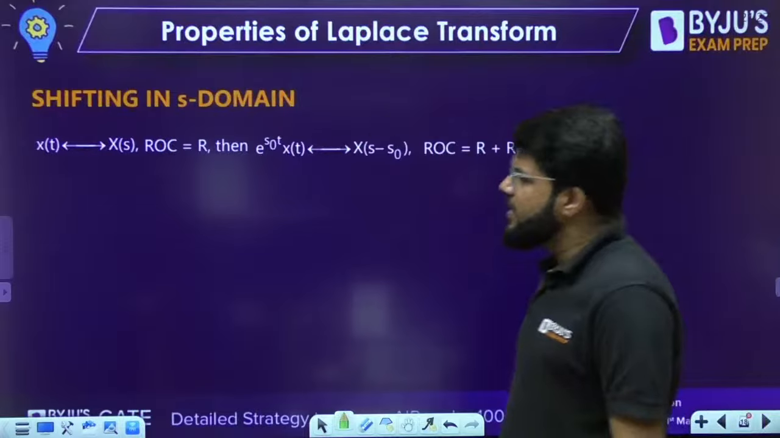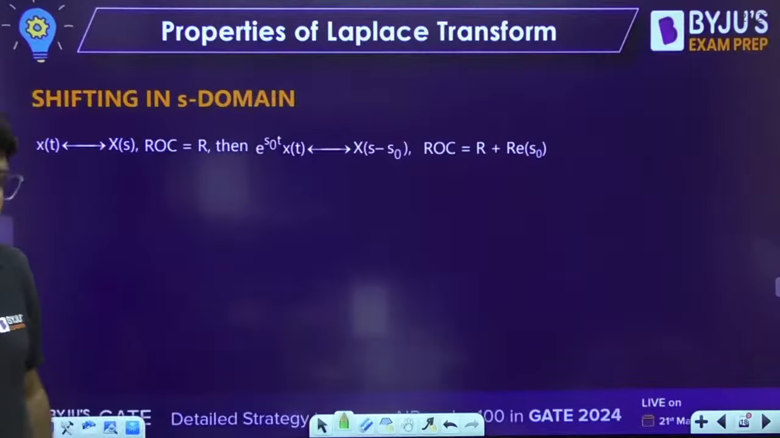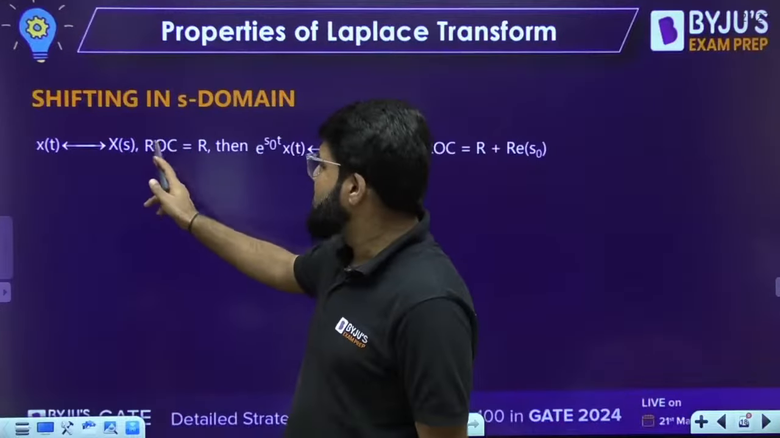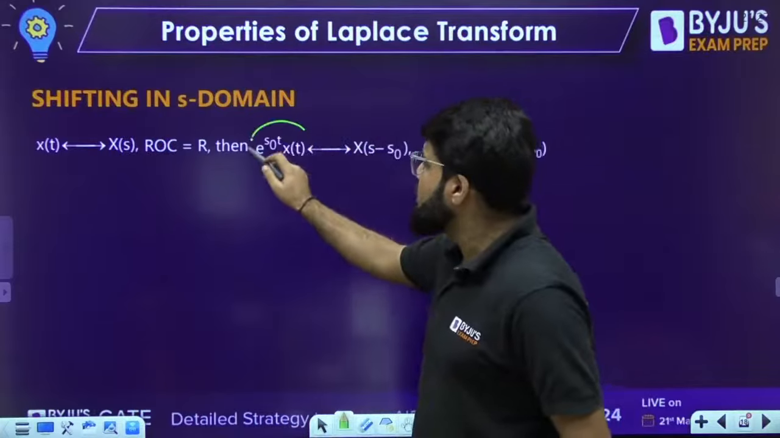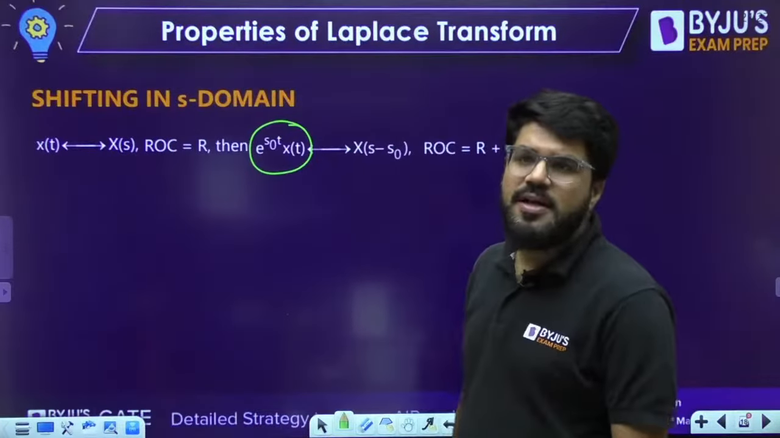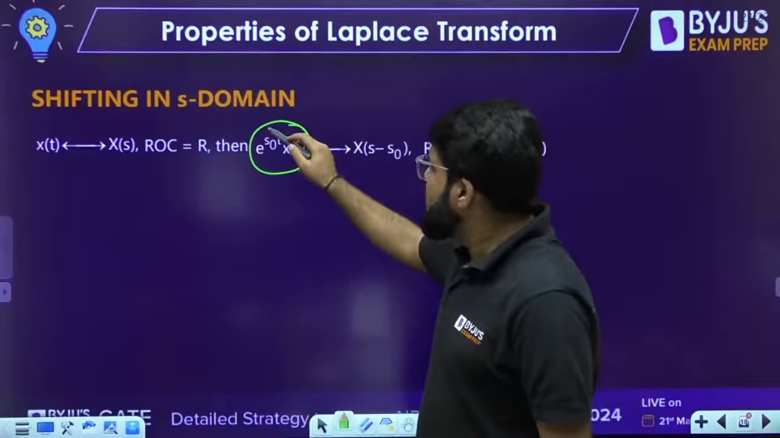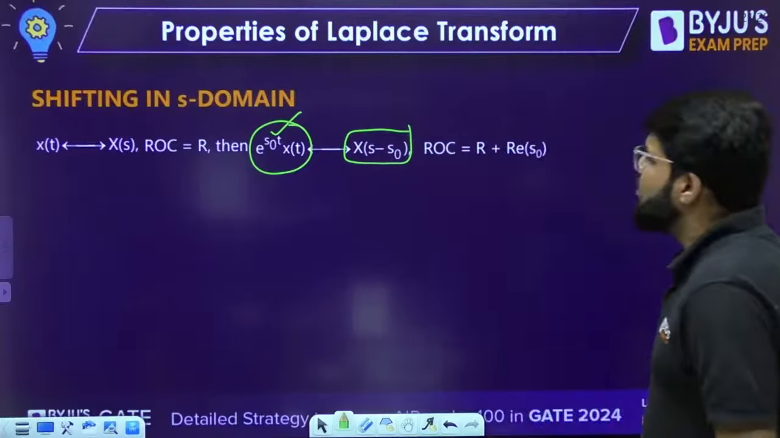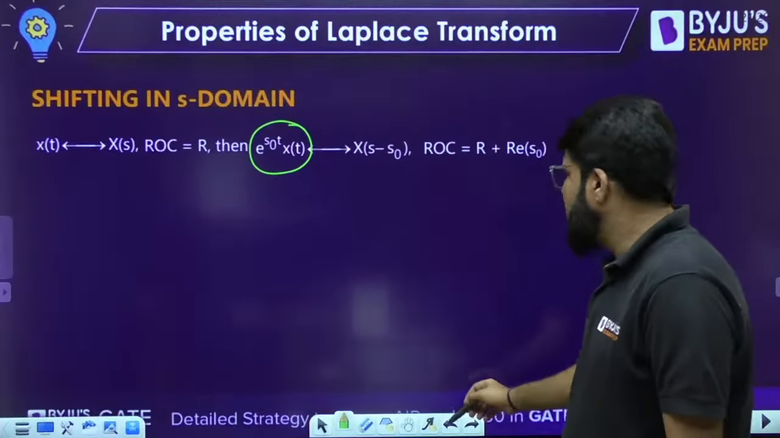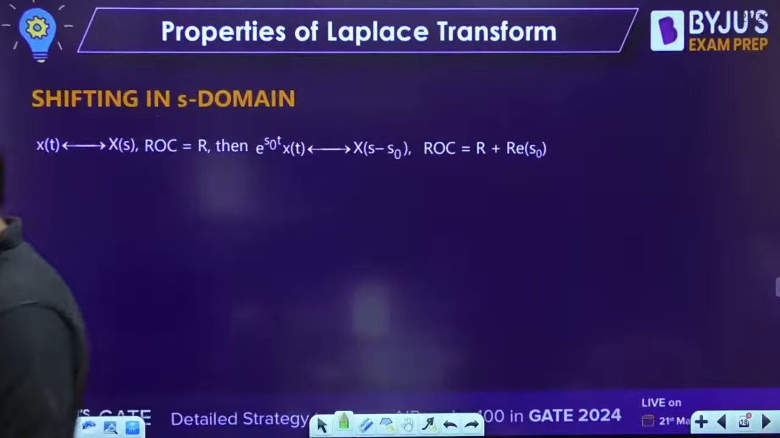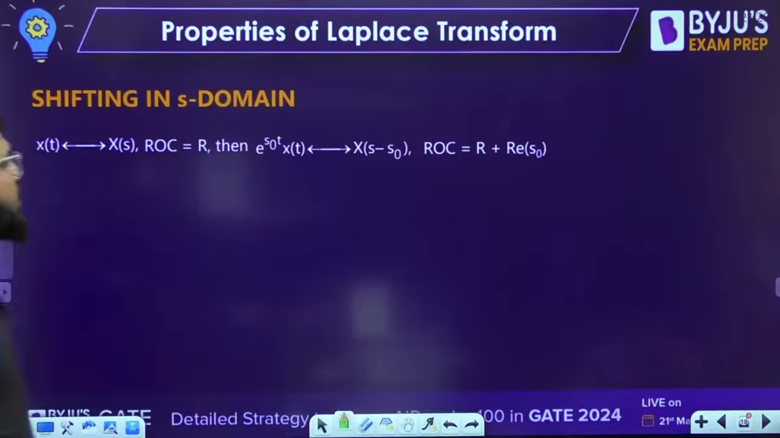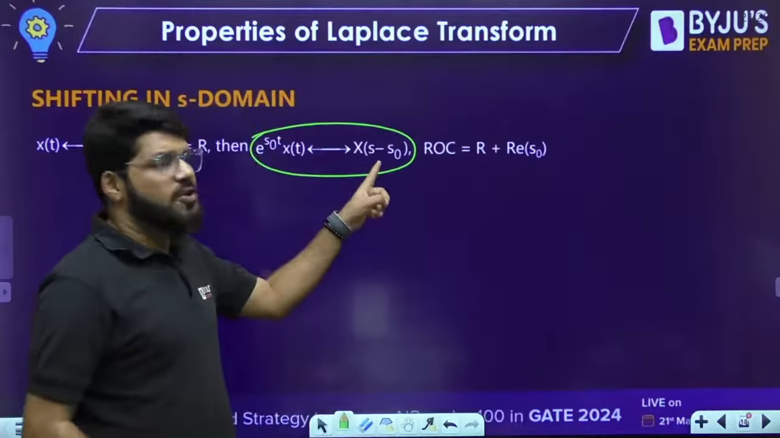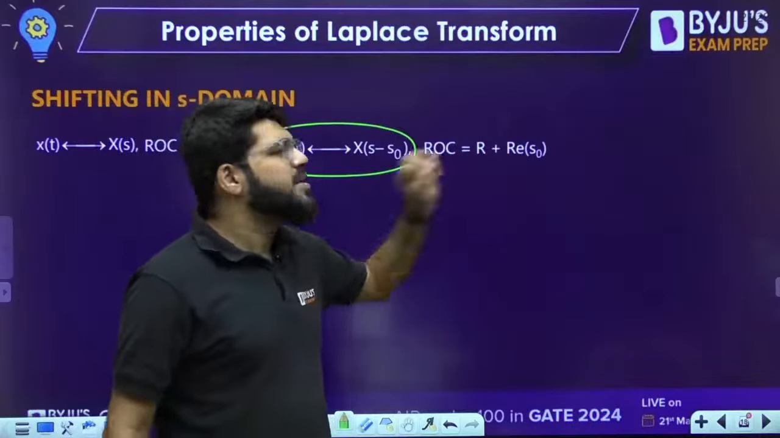Next property, shifting in the S domain. Previously it was time shifting and now S shifting. If x(t) has the Laplace transform X(s) with ROC equal to R, then e power s naught t into x(t) has an exponential term in the time domain, so there will be a shifting in the S domain. It has the Laplace transform X of s minus s naught. Now remember here, it is the opposite sign. The ROC is R plus the real part of s naught.